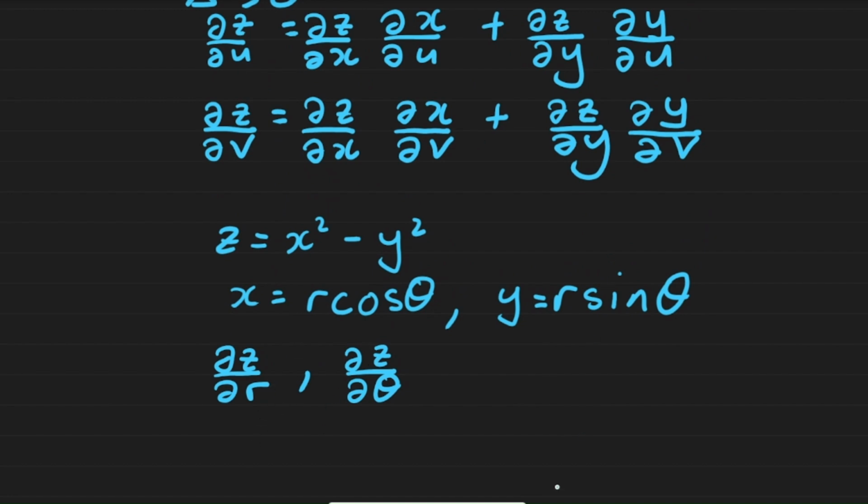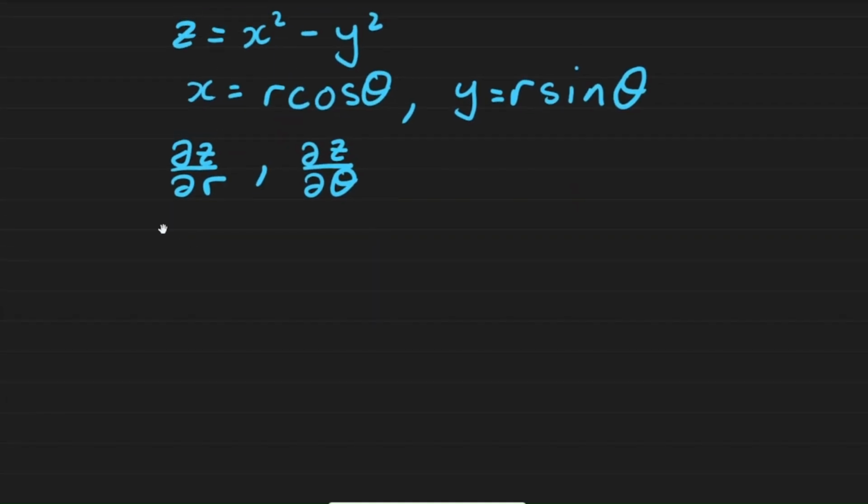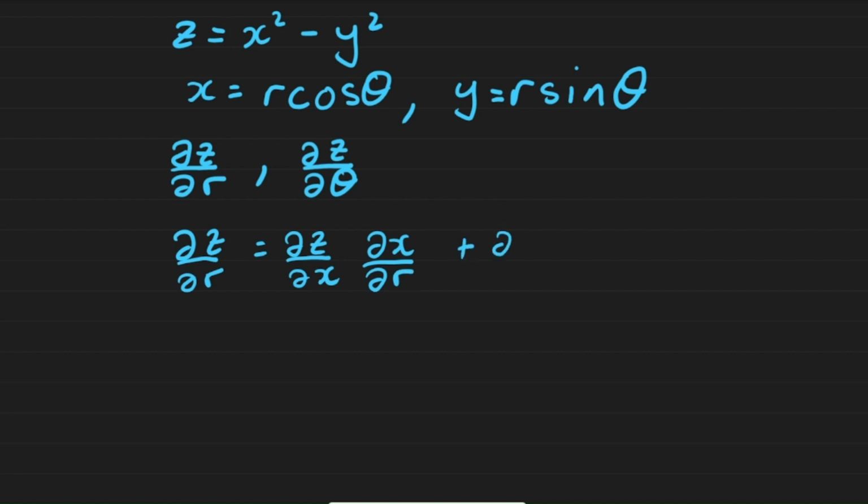So if we write these relations in terms of r and theta, what we would get is dz/dr is equal to dz/dx times dx/dr plus dz/dy times dy/dr. So let's do this first before we go on to theta.